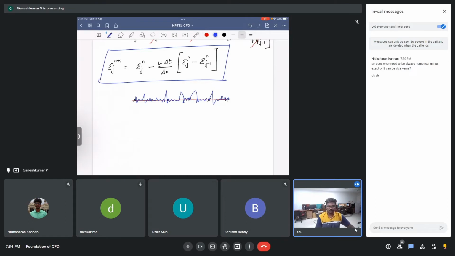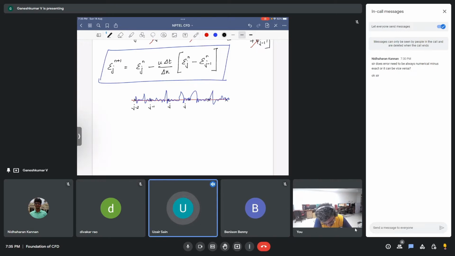Uzair, you have some doubts? Sir, sorry to interrupt. Yeah, no problem. Sir, when we do iterations in CFD, when we solve a CFD problem, we put iterations, and then the solution automatically stops if we use commercial software. So sir, is the error reduced, or might the error increase in some iterations also?